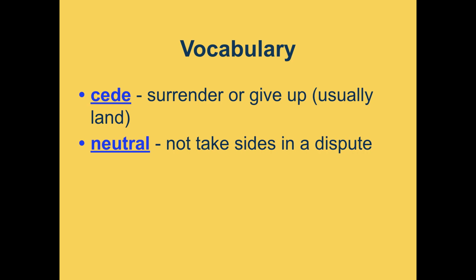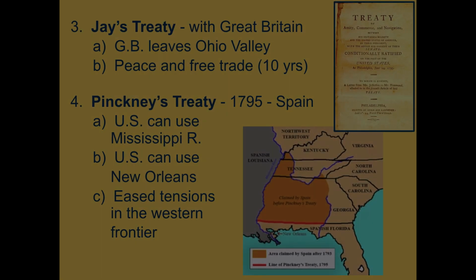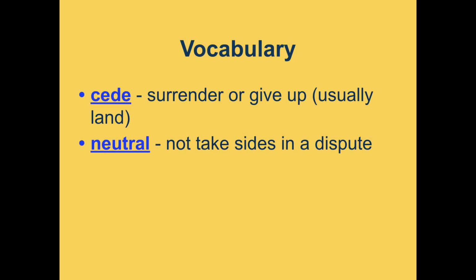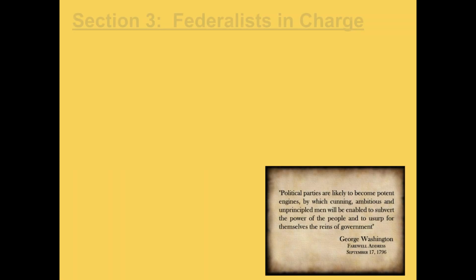Anyway, cede is to give up, like the land in the picture before. That big brown blob was ceded to us by the Spanish, and neutral is not taking sides. George Washington chose to keep us neutral.